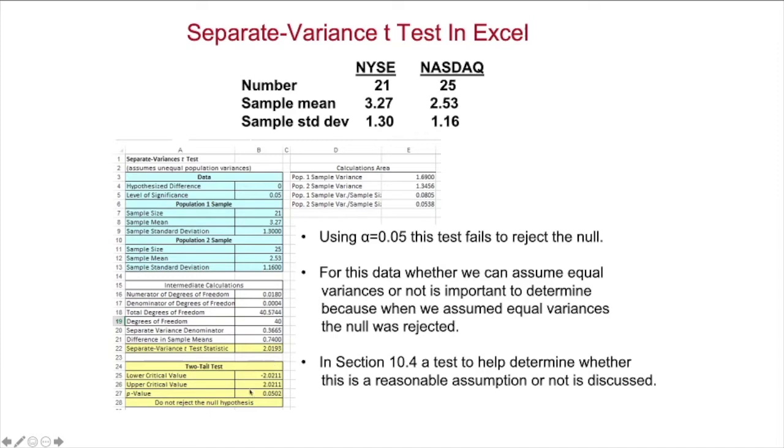And what do you see? Well, when we tested this as a separate variances test, we do not reject the null hypothesis. So this tells us that the separate variance test is a little bit harder to pass than the pooled variance test because it makes fewer assumptions.